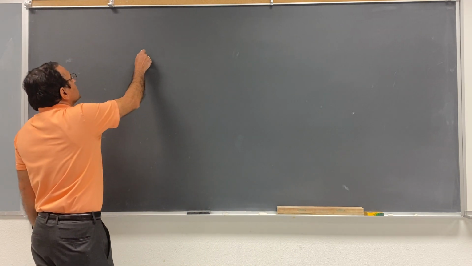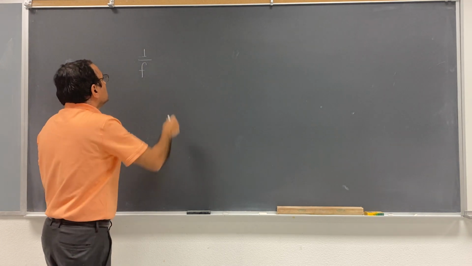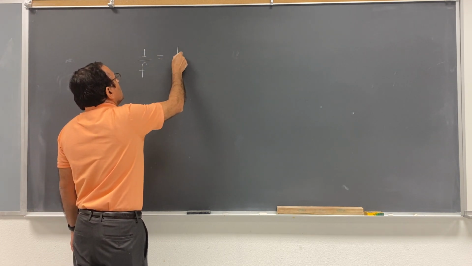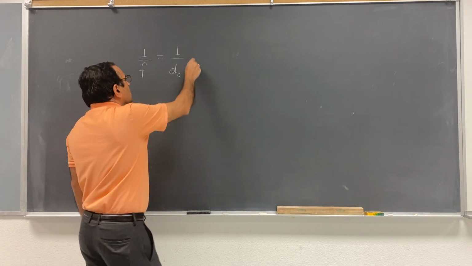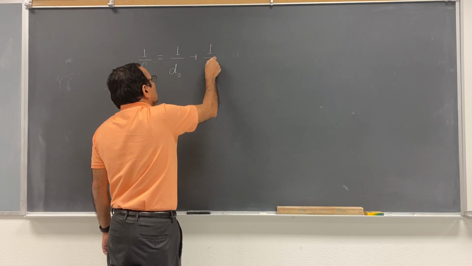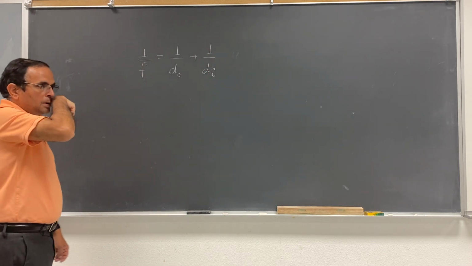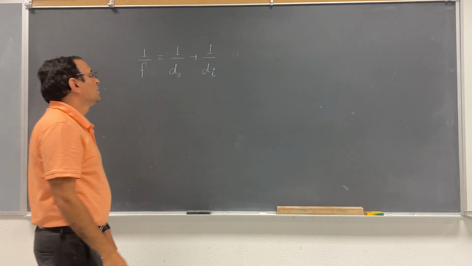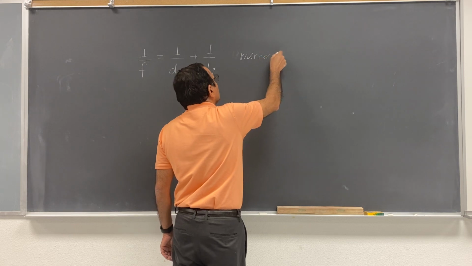down the equation: 1 over f, where f is the focal length, is equal to 1 over s_o, this is object distance, plus 1 over s_i. Okay, so this is the mirror formula.